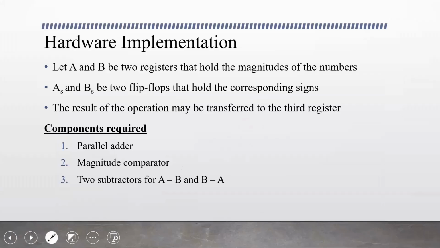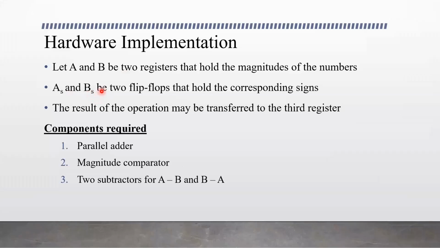So here is how we implement it in hardware. A and B are the two registers. We need two registers that hold the numbers A and B, the two numbers. And AS and BS are two flip-flops that hold the corresponding signs. Flip-flops are single bit registers that can have only two states. They can hold only a single bit. The magnitudes A and B have more bits and get stored in the registers. But AS and BS are the flip-flops.